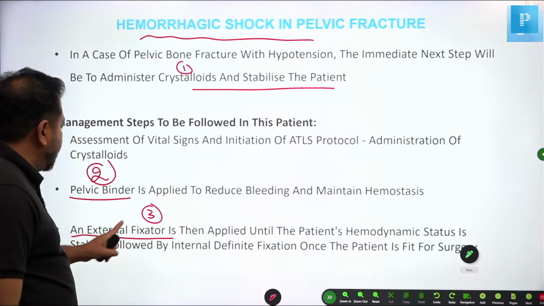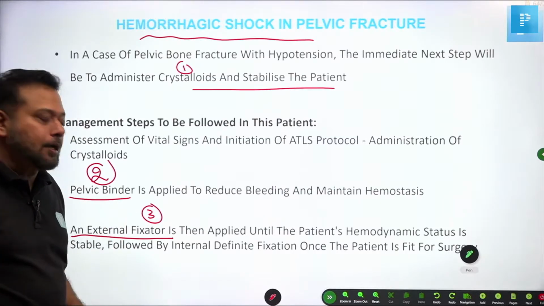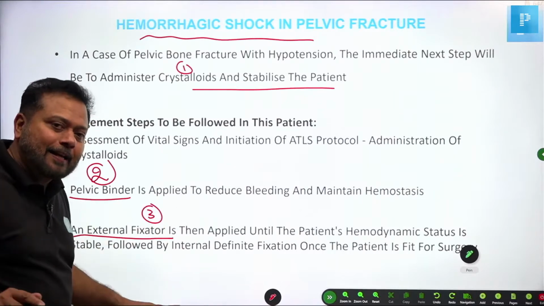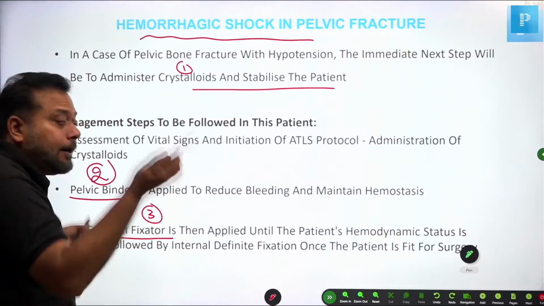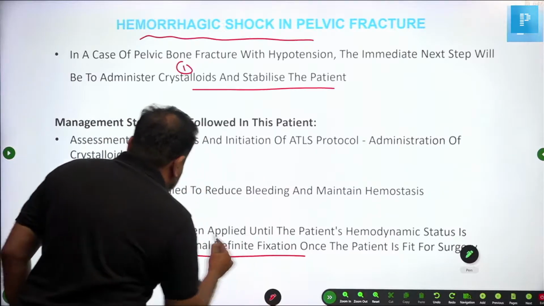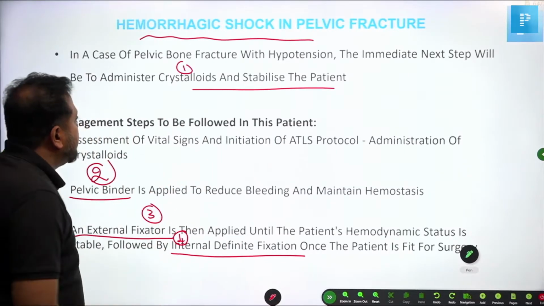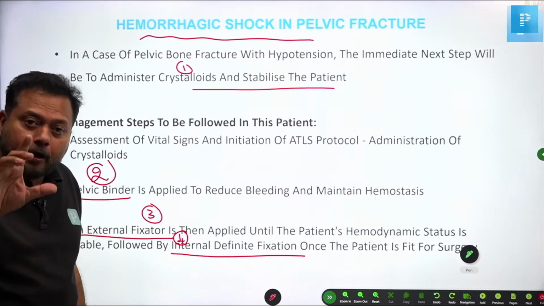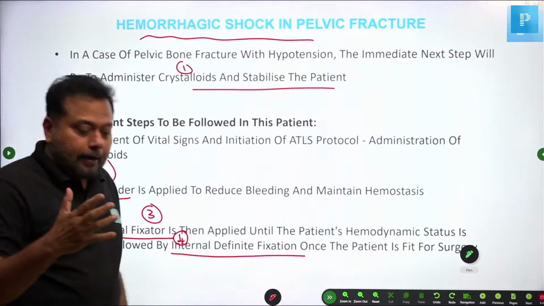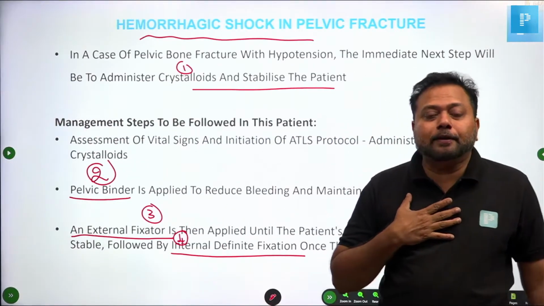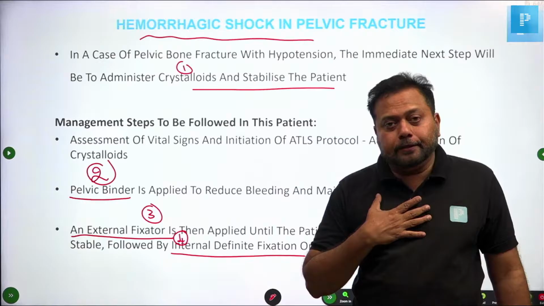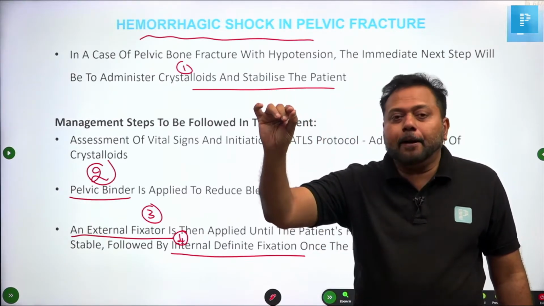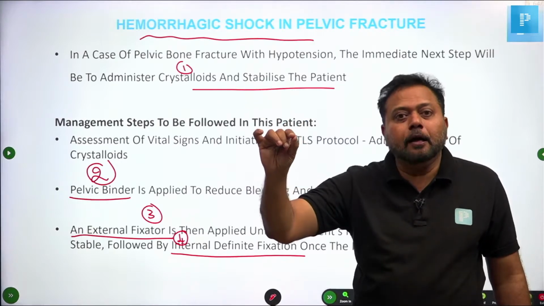Applied when the patient is hemodynamically stable, he should be fit for anesthesia. Then finally everything becomes alright. Hemodynamically stable, the anesthetist said that you can take the case to the main theatre. There you put the internal definitive fixation with a plate or whatever it is. So never forget this. It is a many times repeated area. Again they will ask you with a different pattern of question. Whenever a patient of pelvic fracture comes to us with hypotension, first thing I will think of is hemorrhagic shock. I will maintain crystalloids, then I will apply a pelvic binder, then external fixator, finally internal fixation.